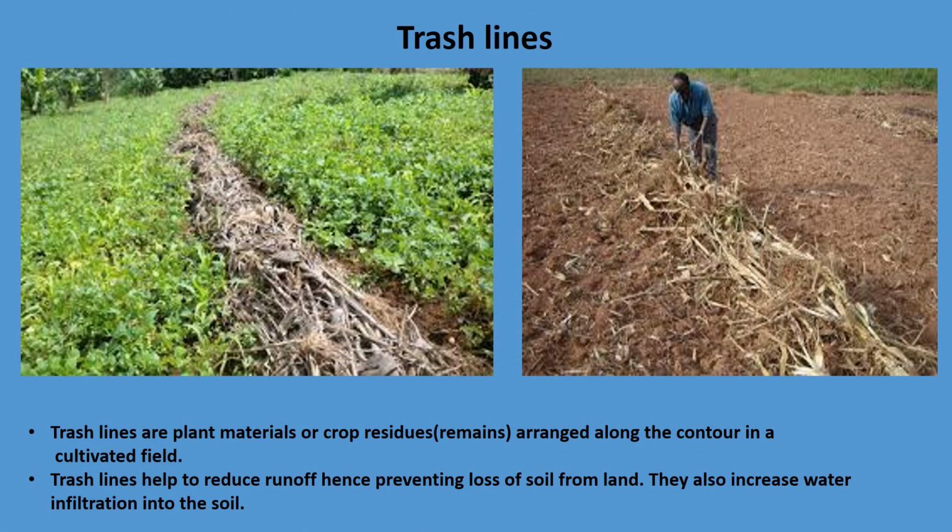Trash lines. Trash lines are plant materials or crop residues, remains, arranged along the contour in a cultivated field. Trash lines help to reduce runoff, hence preventing loss of soil from land. They also increase water infiltration into the soil.